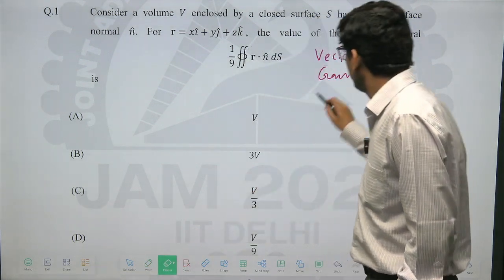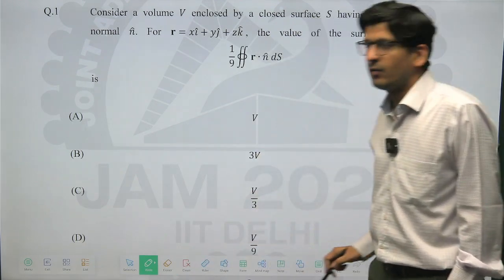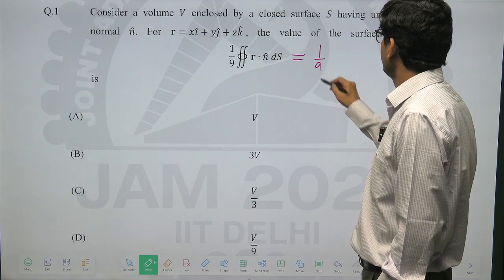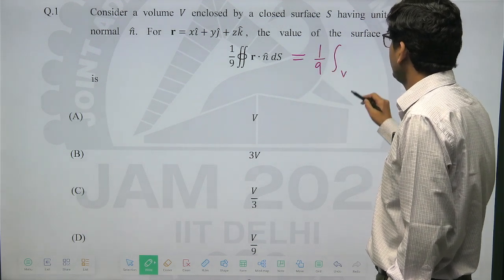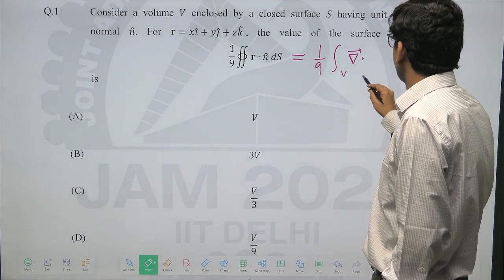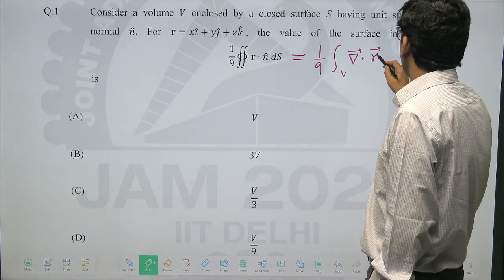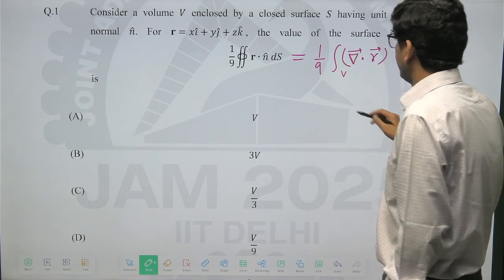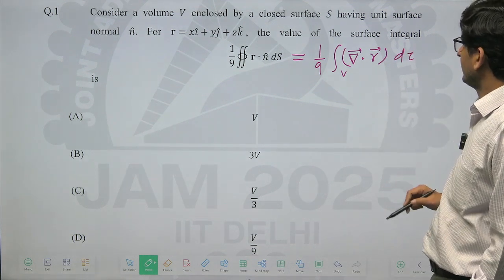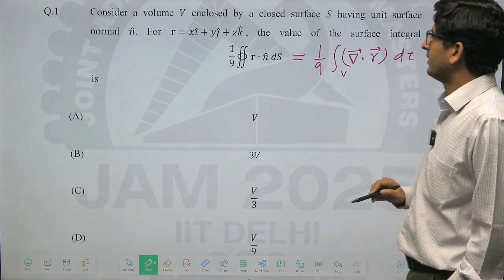So what I am going to do is I will convert this into a volume integral. So this will become 1 by 9 volume integral of divergence of the vector r, d tau. So divergence of r into d tau.